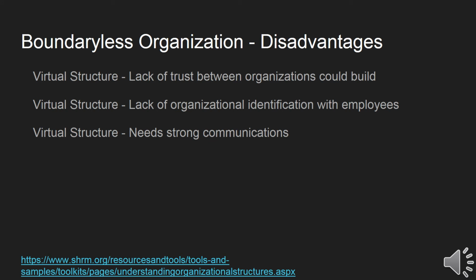Next is the virtual structure, where there is a cooperation among various companies. Here, a lack of trust between organizations could build. Perhaps an organization is missing deadlines or doesn't always provide accurate information. A lack of organization identification with employees could also build, as collaboration is across multiple businesses. And strong communication is a must, because we're talking about discussing issues between different companies through email, through phone, and other methods.